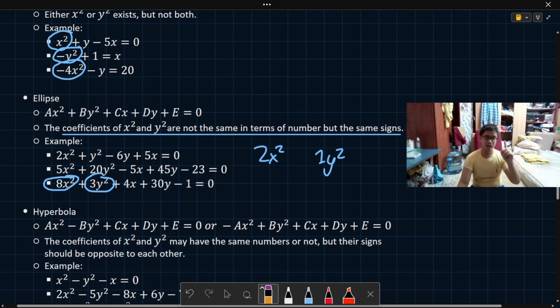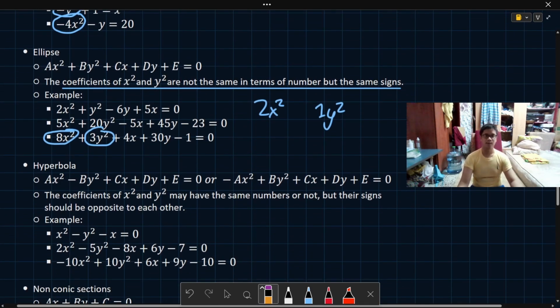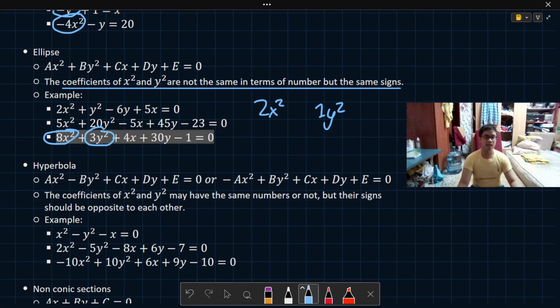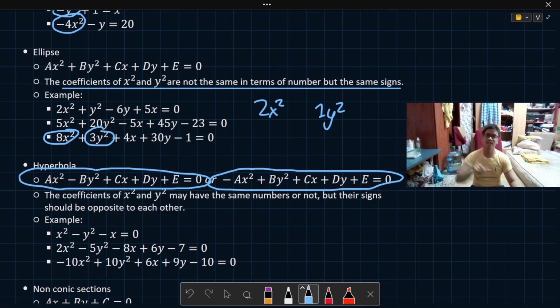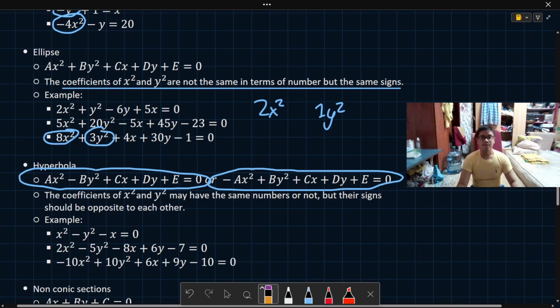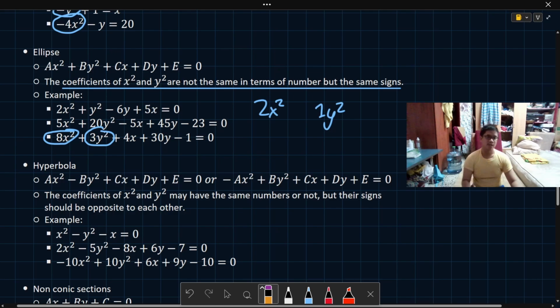Now, lastly, how about if it's a hyperbola? If it's a hyperbola, if you take a look at the formula here, ax squared minus by squared and so on, or we have negative ax squared plus by squared and so on. What does it mean? It means that the coefficients of x squared and y squared may have the same numbers or not, but their signs should be opposite to each other.